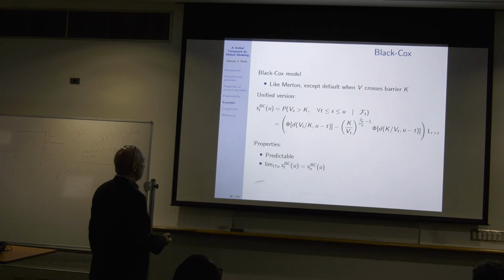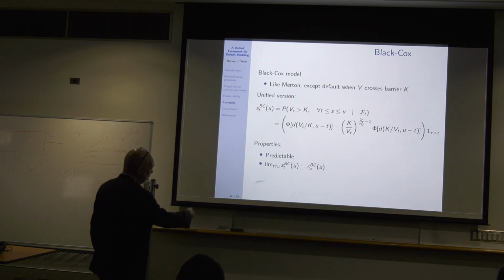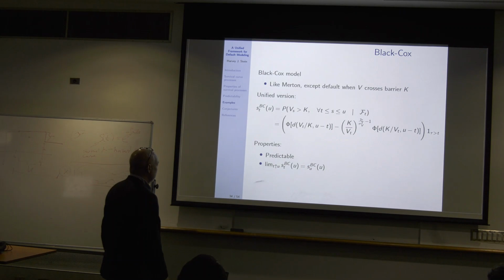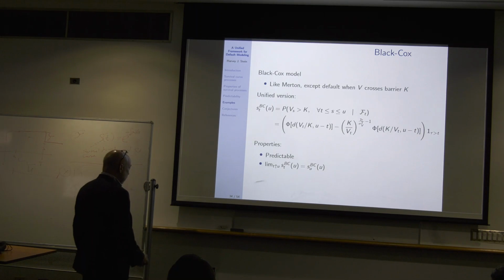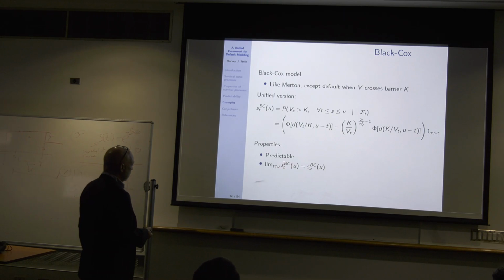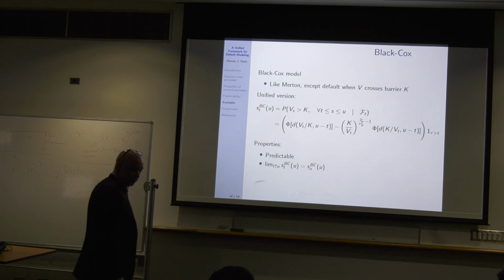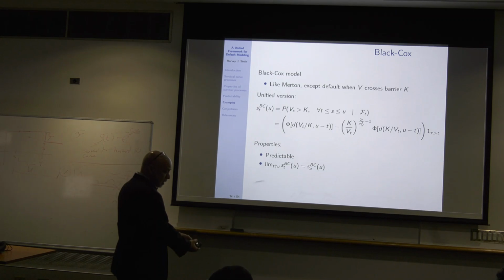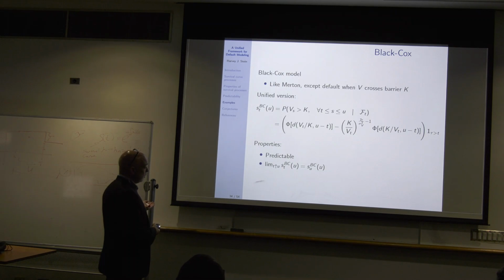Okay, so similarly, you can do it with Black-Cox. You get more complicated formulas because the probability of hitting a continuous barrier is a little more complicated, but it comes from barrier options. It's easy enough to write it down. And now in the Black-Cox version, it's a predictable model, and you see that the limit of the survival probability goes to the indicator. If you're defaulting at time cap T, it goes to 0. If you're not defaulting at time cap T, it goes to 1.